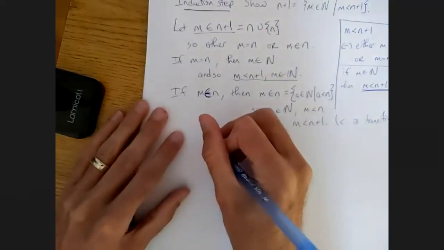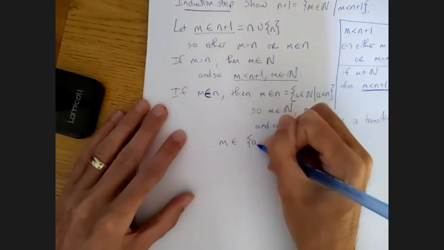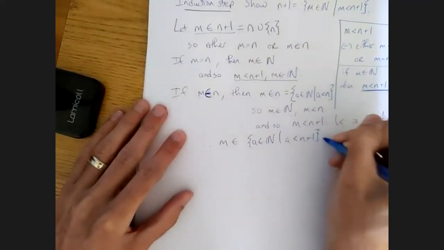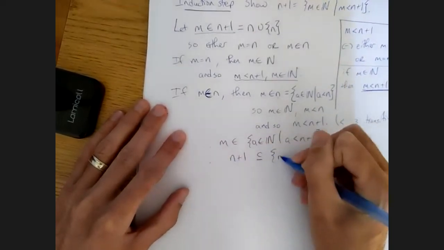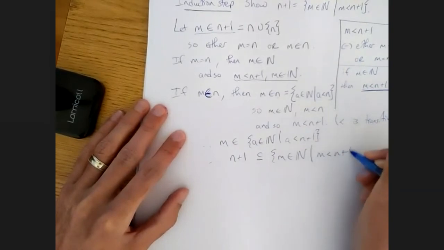So in either case, m is in the set of all natural numbers which are less than n plus 1. And this shows that n plus 1 is a subset of all the natural numbers which are less than n plus 1.